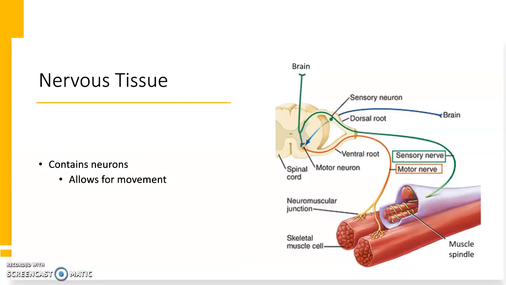And then there's also nervous tissue, which contains neurons and nerves and allows for movement. You can see that the nerves connect to the muscle, which then also connect back to the brain to send signals to the brain to allow the muscle to move.